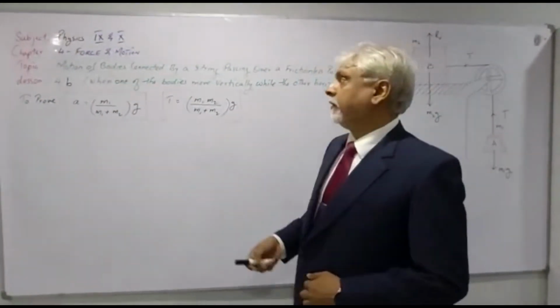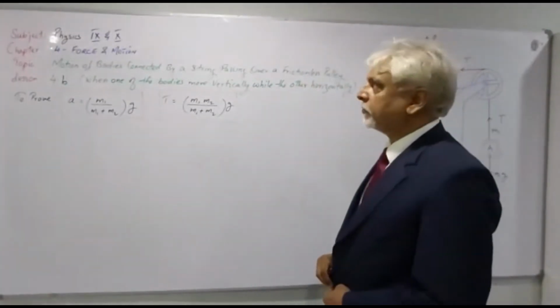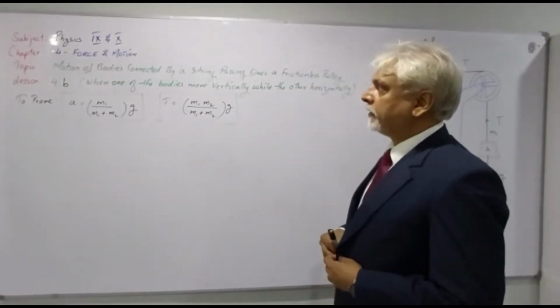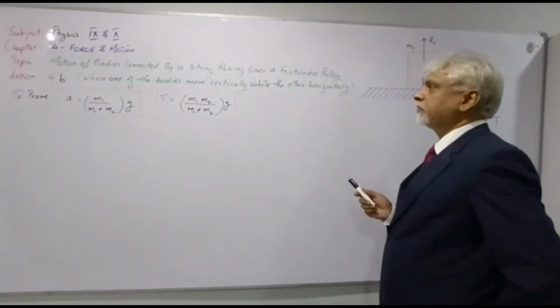And we are on chapter 4, physics for grade 9 and 10, force and motion. Our topic for today is motion of bodies connected by a string passing over a frictionless pulley.